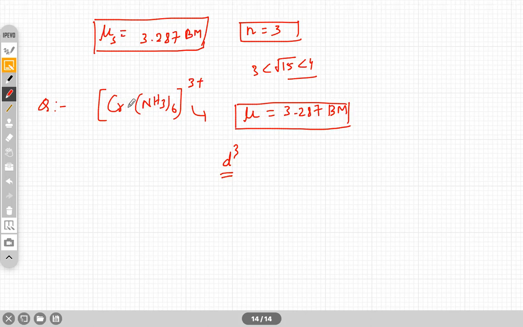But when they ask you this question, they'll give you the magnetic moment value. With this, you will have an idea of how many unpaired electrons we should have. So here also it is behaving as a weak field ligand. These are the few exceptions we have of VBT, drawbacks of VBT. The answer for this question is: it is d2sp3, low spin complex, number of unpaired electrons is 3, and it is paramagnetic.